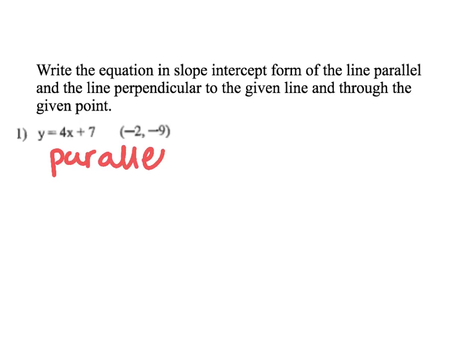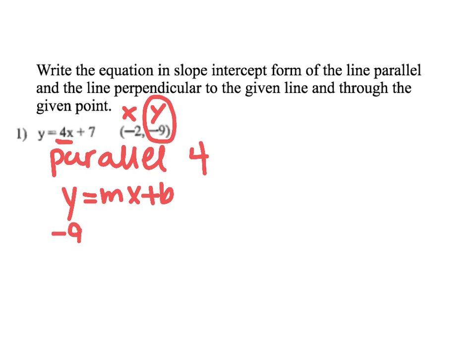Alright, so for parallel lines have the same slope. Since this has a slope of 4, your parallel line will also have a slope of 4. Then you're going to use this as x and this as y. So in the equation y equals mx plus b, this new line passes through the point -2, -9. Y is -9, so that'll be plugged in for y. Slope is 4, because they're parallel, so they have the same slope. X is -2.